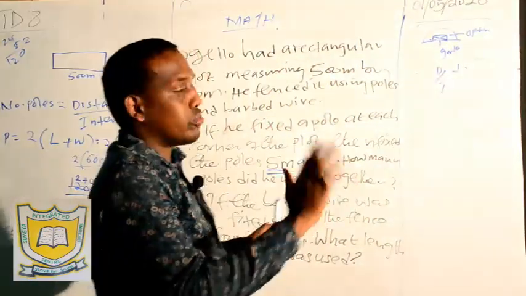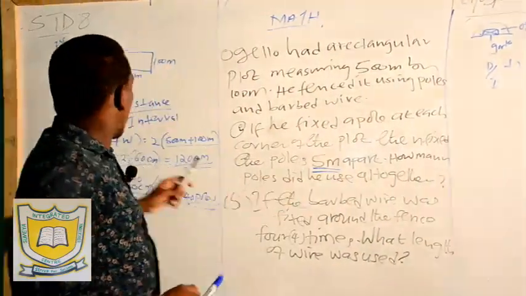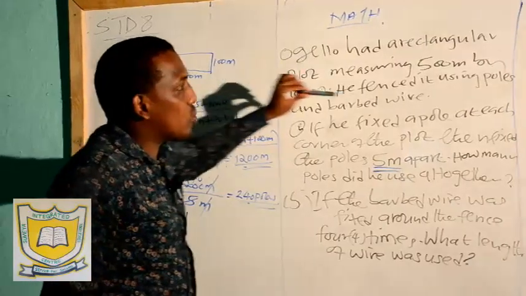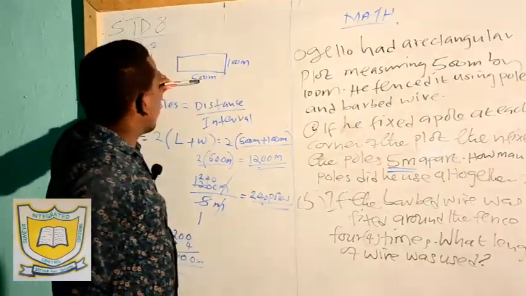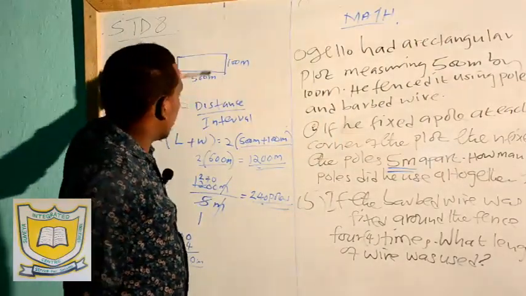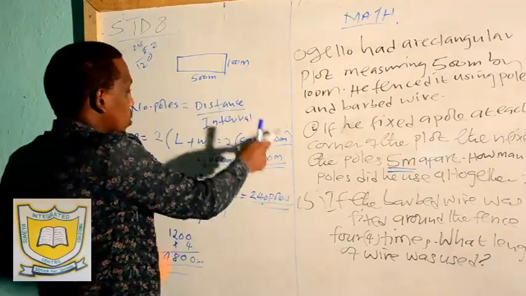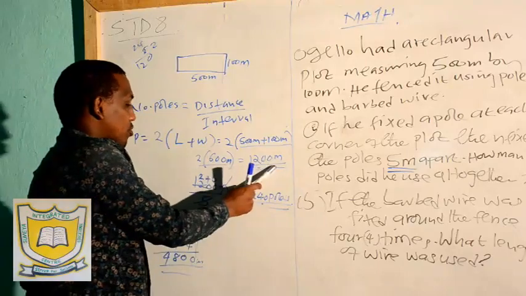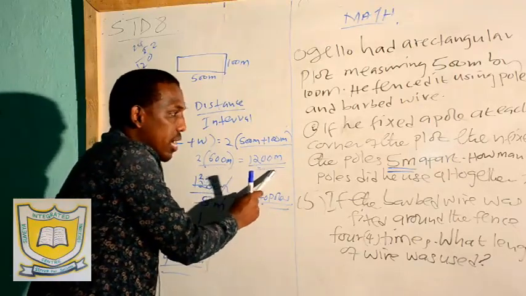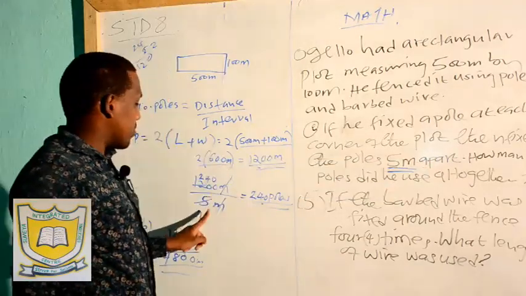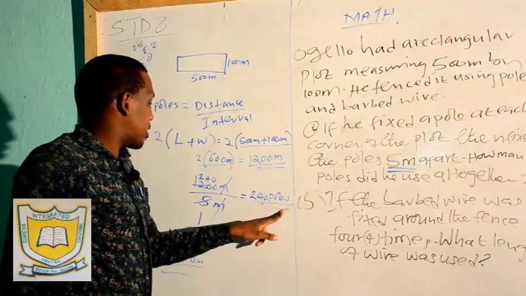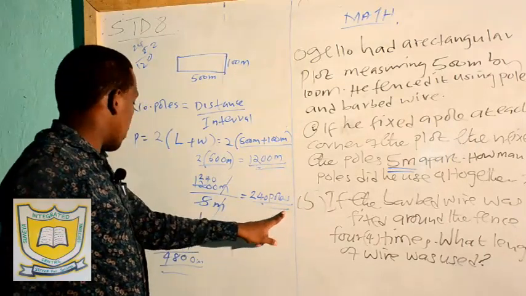Like here now, they have not mentioned a gate. So the formula is now distance. Distance means you always get the perimeter of the figure, 2 into bracket length plus width. You get the distance. Then 2 into bracket 500 plus 100, 600 times 2, 1200. This is the distance, now the perimeter, divided by the interval of 5 meters. You get 240. You get 240 balls.